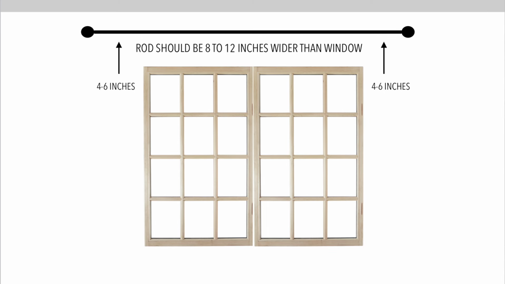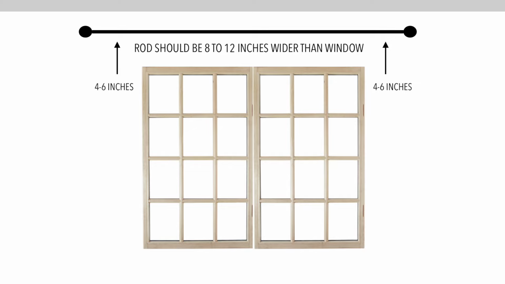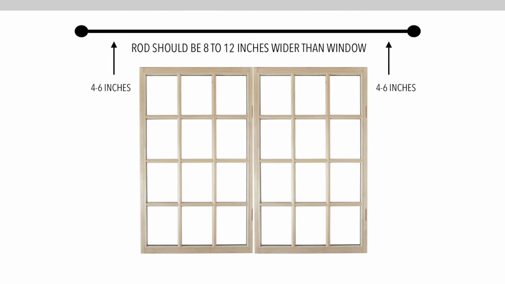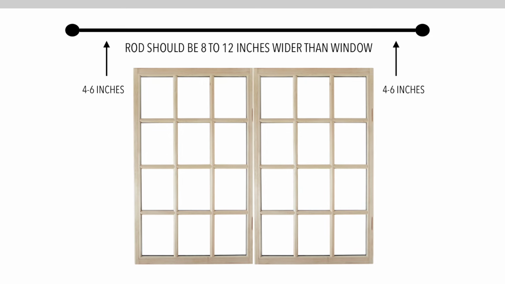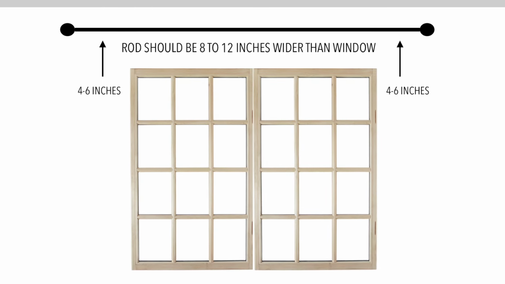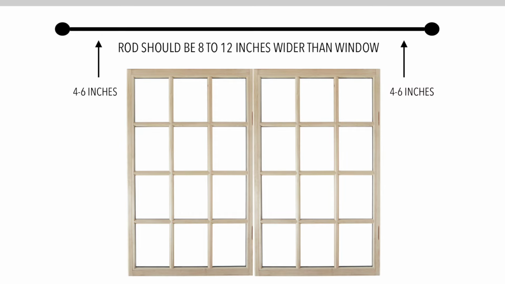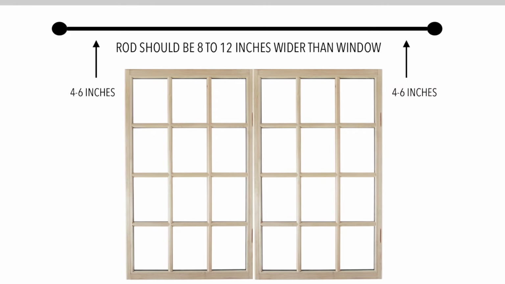Now, there is also a rule of thumb for this, and it is that your rod should be about 8 to 12 inches wider than your windows, which means you should give it about 4 to 6 inches beyond your window frame on each side. And I think that sounds just about right. The next mistake, number 3, gets into the actual curtain itself.